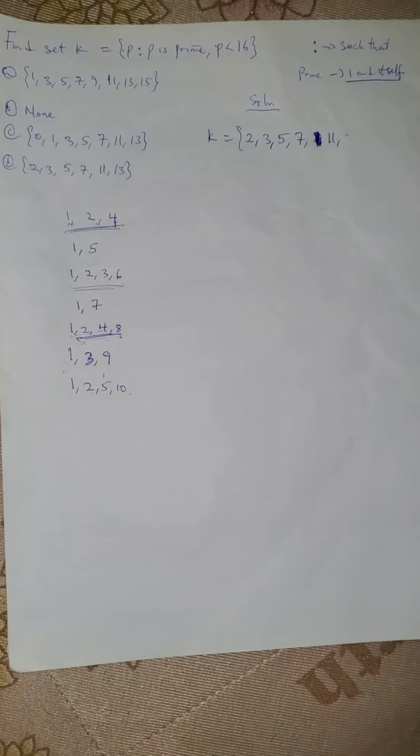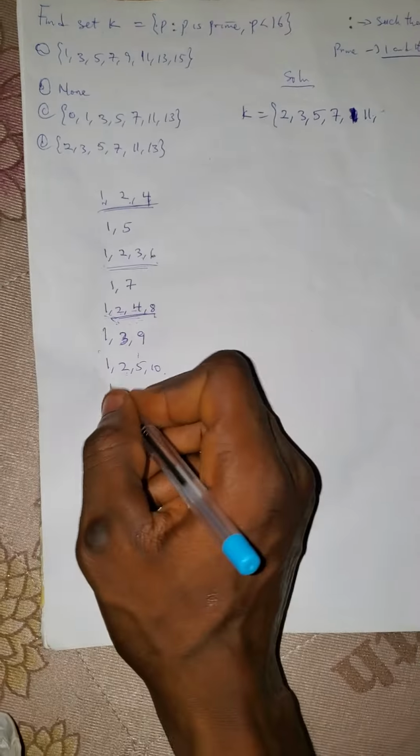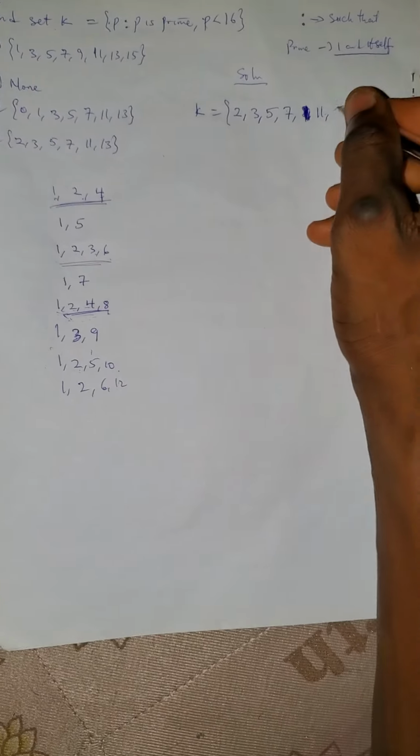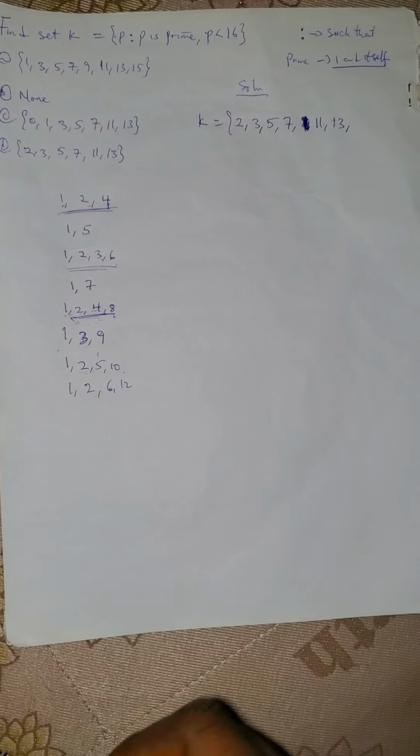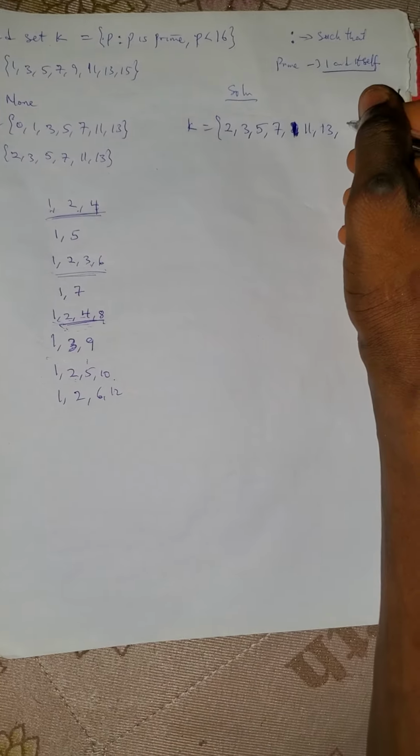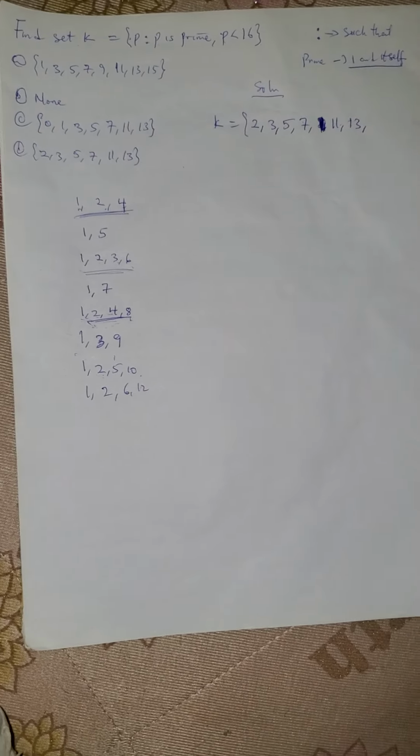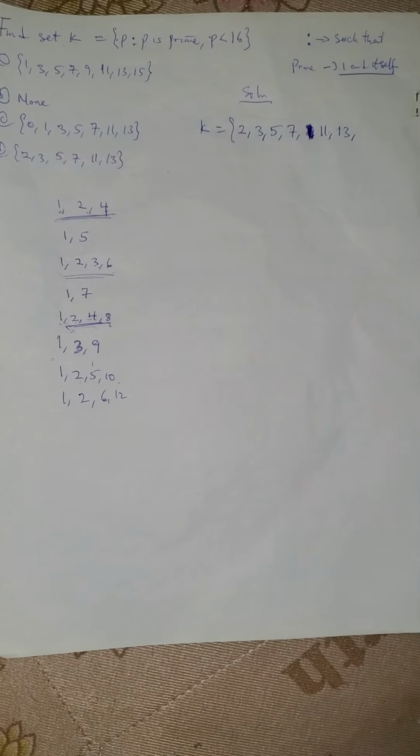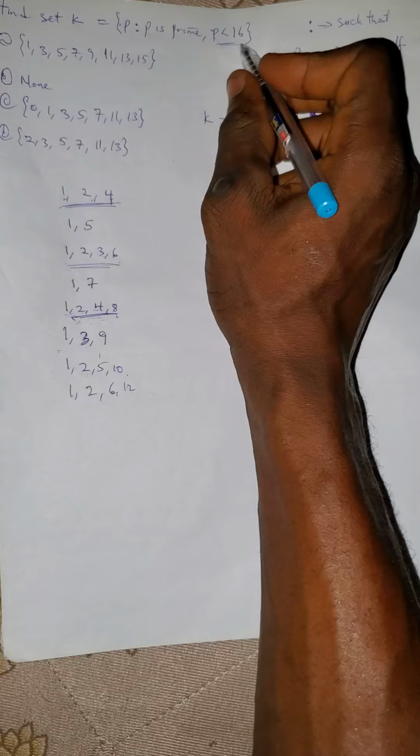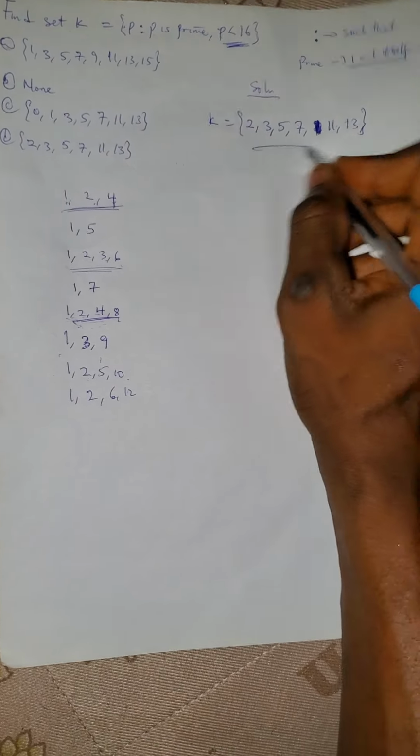11 is prime. Then 12. 12 is not a prime number because you can use 1, 2, 6, and 12 to get 12. 13 is a prime number because you can use 1 times 13 to get 13. 14 is not a prime number. 15 is not a prime number because 3 times 5 will give us 15, and 1 times 15 will give us 15. We cannot include 16 because they said the P we are looking for is less than 16. So this is where we are going to end.